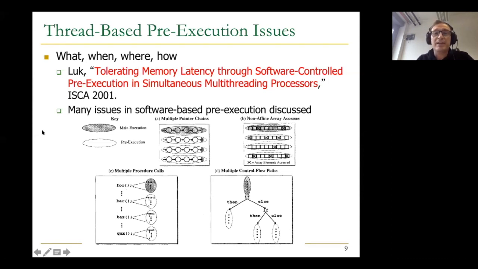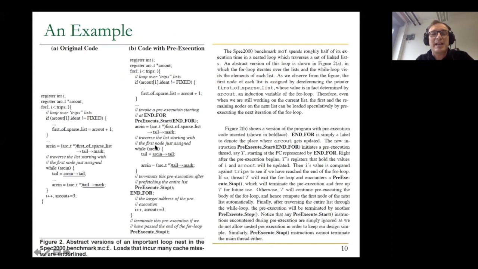Okay, so let me give you an example from this paper. You can read the paper for more detail also, but I like this example. Basically, this paper shows that this is an example from a vehicle scheduling program that's in the SPEC 2000 benchmark suite. It's called MCF. And basically, this paper shows an abstract version of a very important part of the program, which leads to half of the execution time of the program, which is a double loop. You can see that there's a for loop and there's a while loop internally. So this is the inner loop.